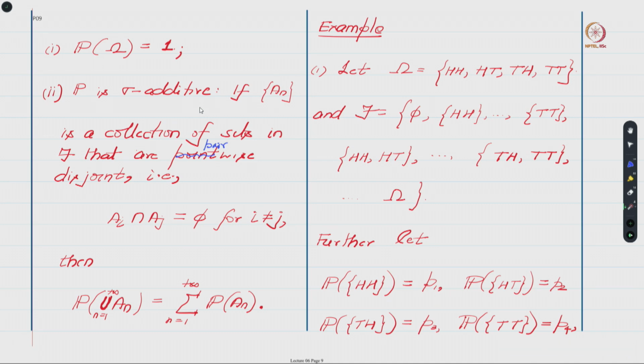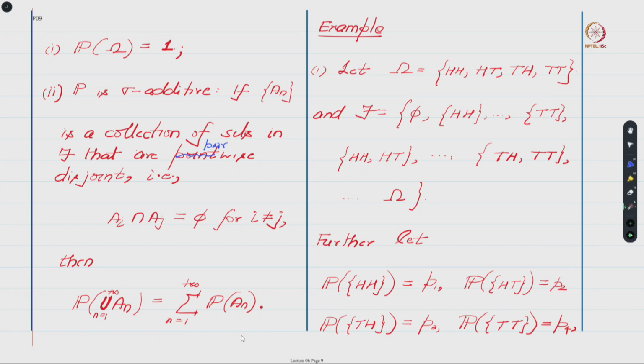So let us quickly summarize. What is a probability space? To define it, we need three things. First, we should have a sample space, then we should have a sigma field, and then we should have a function that is defined on top of this sigma field, and that function P should satisfy these two properties. On one hand, the probability of the full sample space should be 1, and on the other hand, this function P should be sigma additive, which basically means that it satisfies this condition over here.